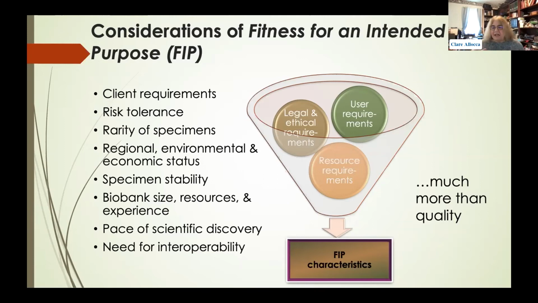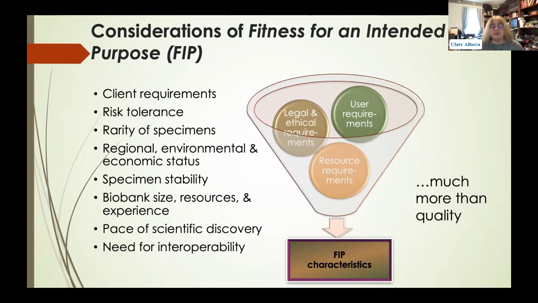So if we're talking about a biological material that's going to be used, say, eventually in a device that might go into a living being, that's a very risky prospect. And so your risk tolerance for your starting materials would be very low, I should imagine. How rare are the specimens? If it's the only specimen in existence, but you need something, so your requirements for what makes it fit for purpose might change. And again, factors such as environmental, economic status, what is the specimen stability, that could fall into it. From the point of view of a biobank who is putting together these materials, their size, resources, and experience. Again, the business decision has to be within whatever the available resources are.